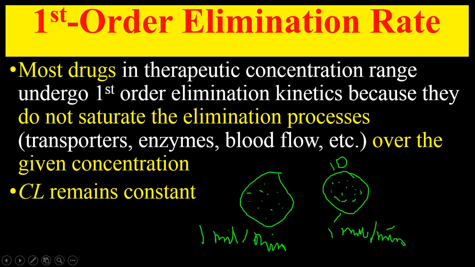Here also the clearance is 1 milliliter per minute, but here the things are thicker, or more concentrated, but the body is so capable that it is clearing both equally, because it is first order elimination kinetics. This is 10 once again, and this is 5, but the clearance rate is the same for both. That means it is first order kinetics.